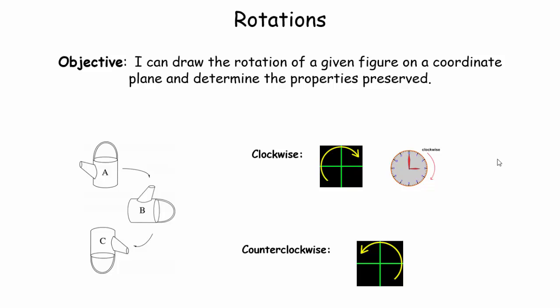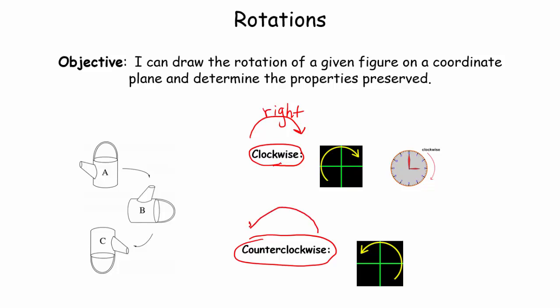Remember, properties preserved means what's going to be kept the same about the figures. We can go ahead and turn figures in two different ways, and that's what rotations are. We can turn them in a clockwise rotation or a counterclockwise rotation. Clockwise just means in the same direction of a clock or to the right. Counterclockwise, well, let me just write right. There we go. Counterclockwise means we're going to go in the opposite direction of a clock or to the left.